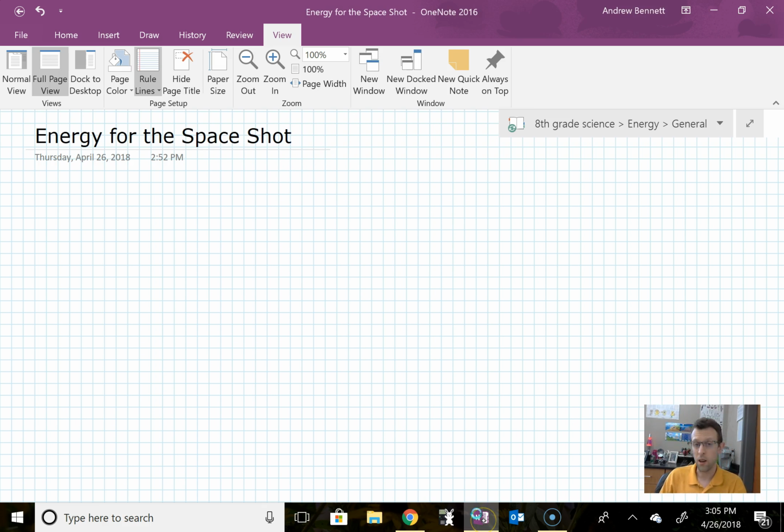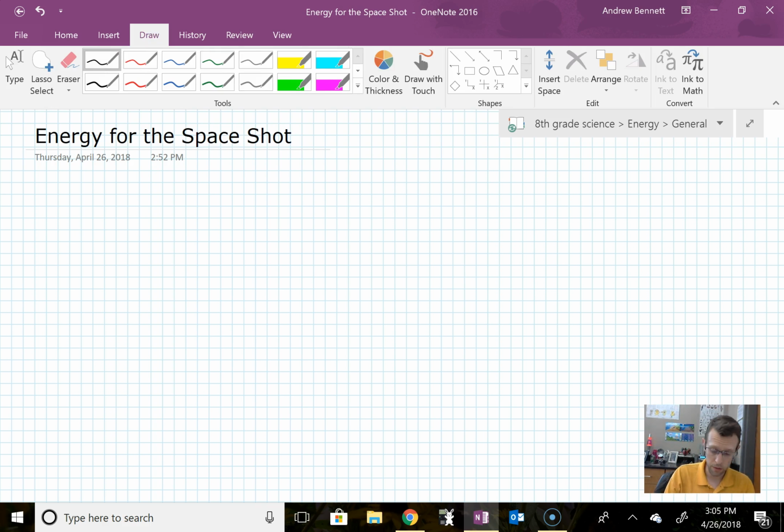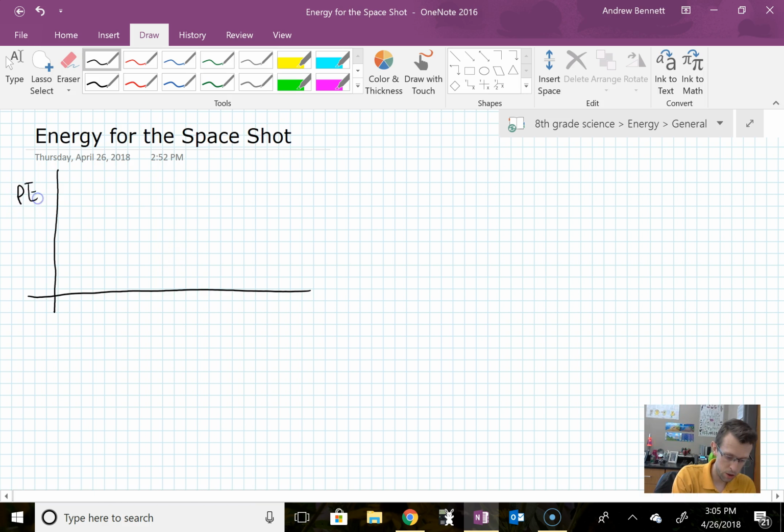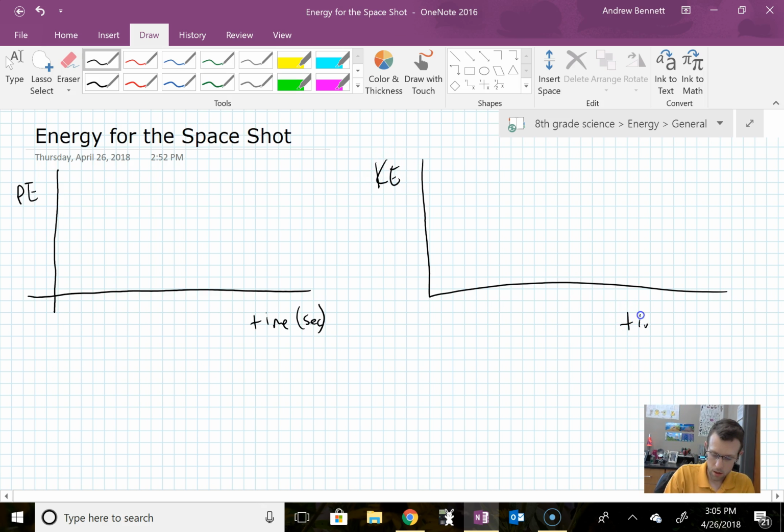And then let's plan on making some graphs to track each type of energy over time. So let's make three graphs, three sets of axes here. I'm going to do one for potential energy versus time, and we'll put that in seconds. I'll do one for kinetic energy, time in seconds again, and I'll do one down here for the total energy.